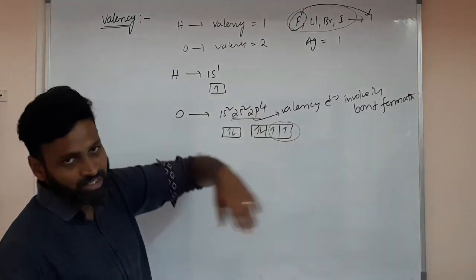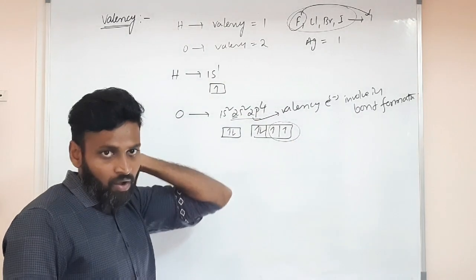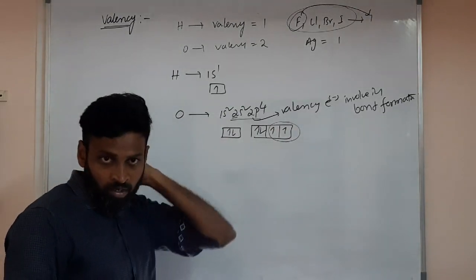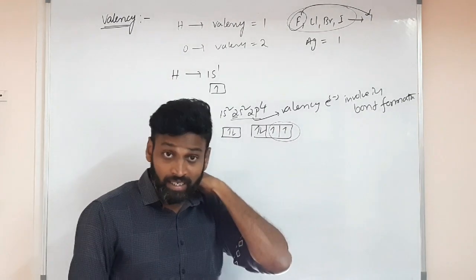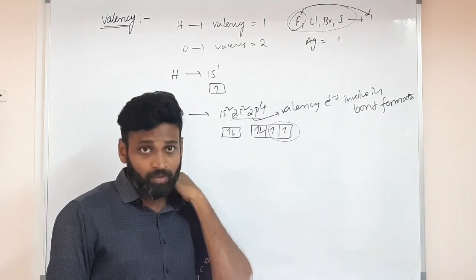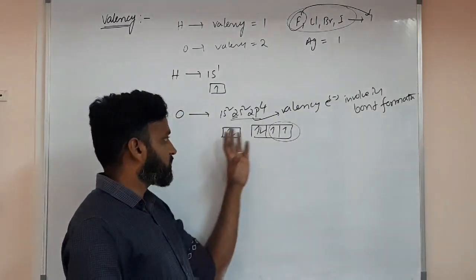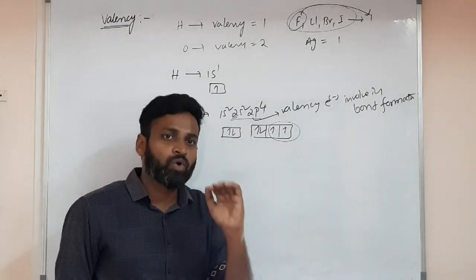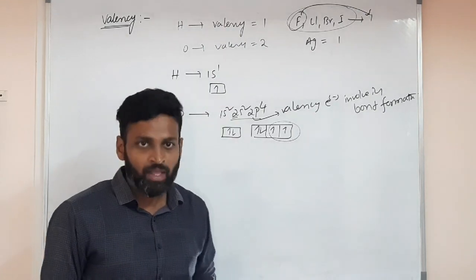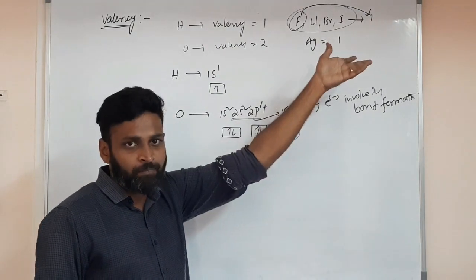Of course, covalence is different again, which I will tell you later. Oxygen can form 1 more bond, so oxygen covalence is 3. Please remember, just keep it in your mind. Oxygen's general valence is 2, but oxygen covalency we have to say is 3. How they will form, we will discuss later.